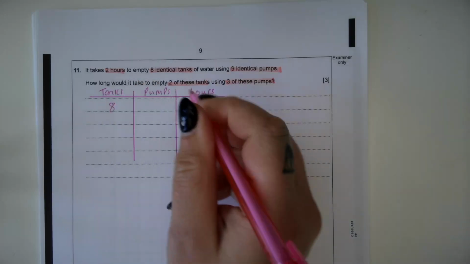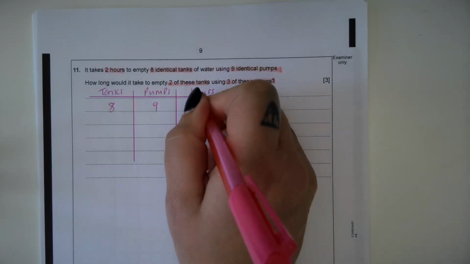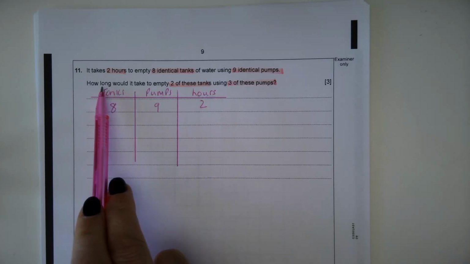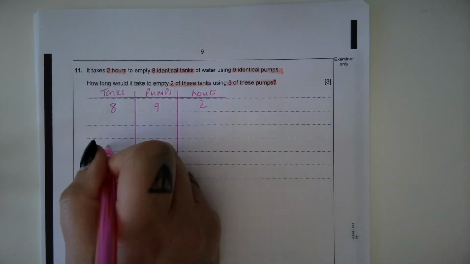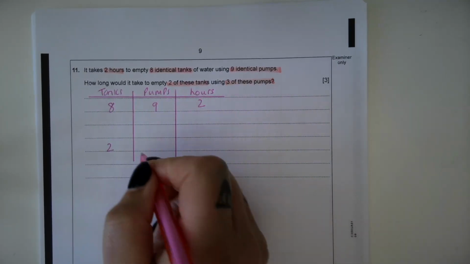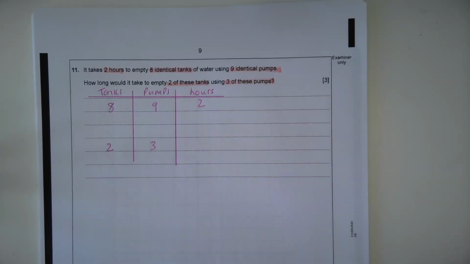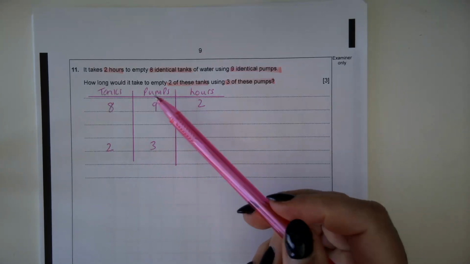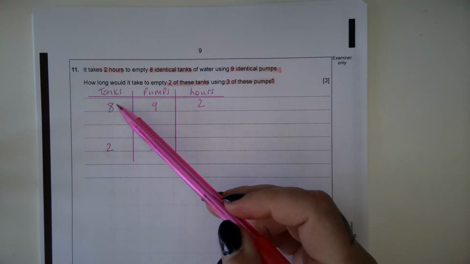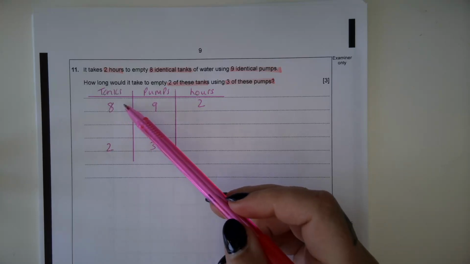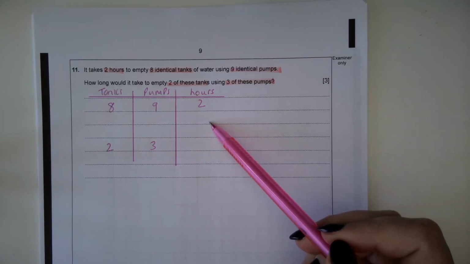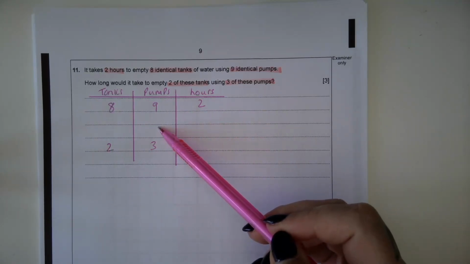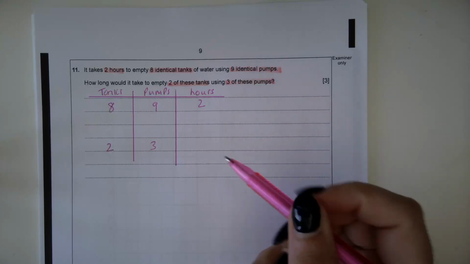So 8 tanks, 9 pumps, 2 hours. We want to know how long it takes to empty 2 of these tanks. So we're aiming for 2 tanks, but with only 3 pumps. Now this is a mixed proportion question. So first of all, I'm working with inverse proportion because the amount of time that it takes 3 pumps to do the same kind of work as 9 pumps, the time's going to go up, but the number of pumps is going down. Okay, so that's an inverse proportion relationship.